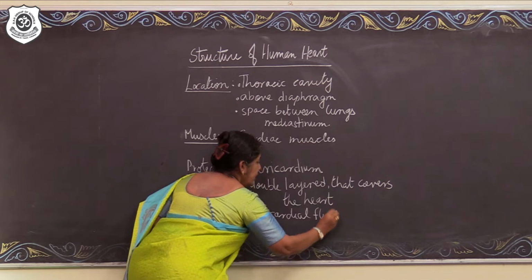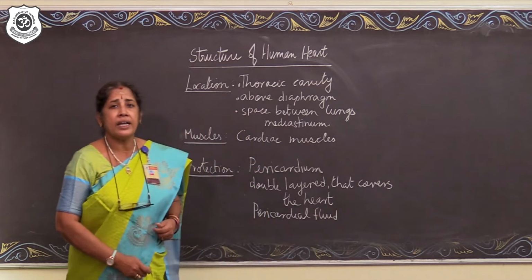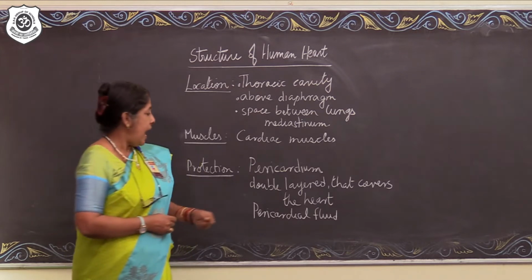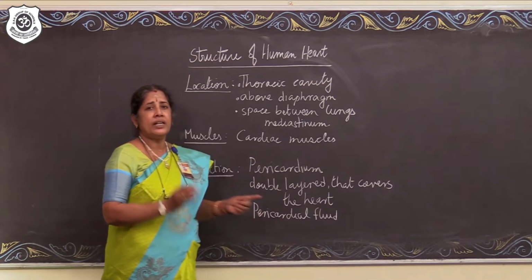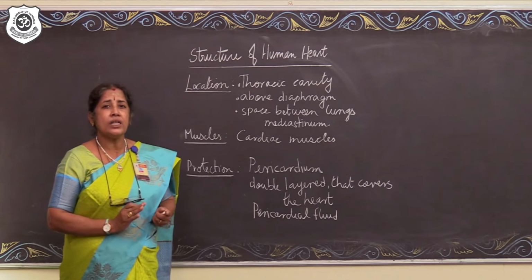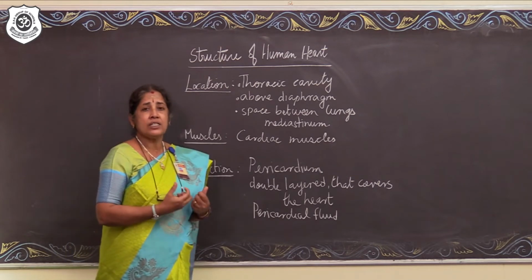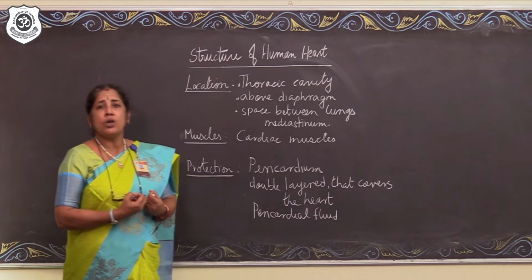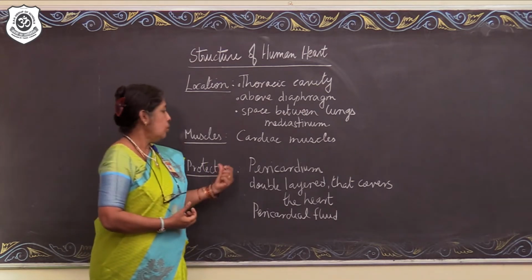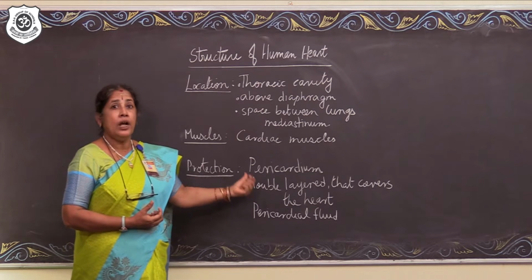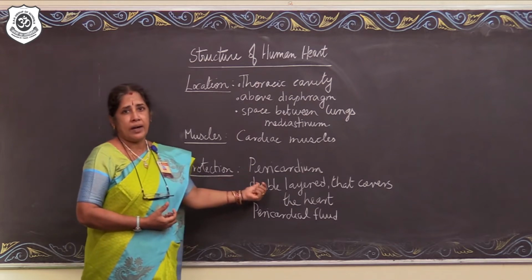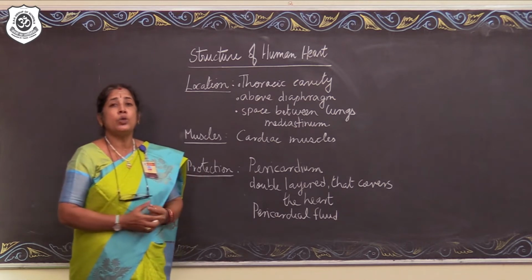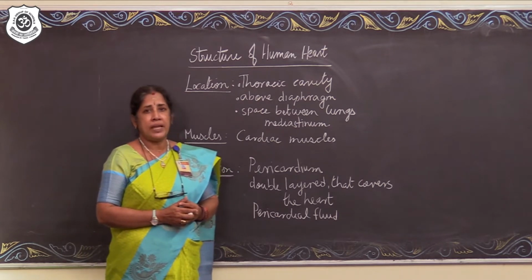Now, what is the function of the pericardium? The pericardium serves to protect the heart, and the pericardial fluid that is present between the two layers of the pericardium acts as a shock absorber and helps to reduce the friction that is caused when the heart is beating. So, the heart is very well protected not only by the pericardium, but because of its location in the thoracic cavity, it is also very well protected by the rib cage.